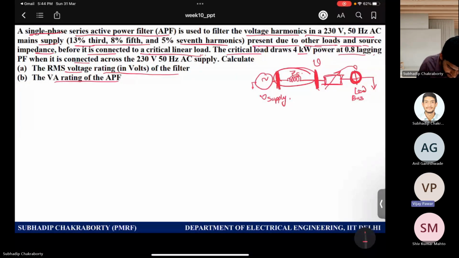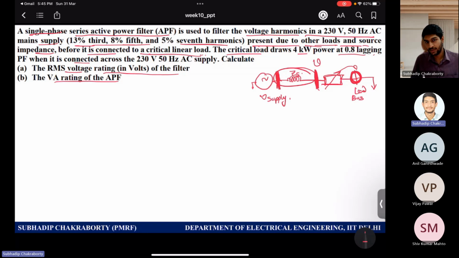Sir, I have a question. Yes, please ask. Sir, this series active power filter is used to filter voltage harmonic, no, sir? Correct. And shunt is used for current harmonic. I will clear this. What is happening? You are using series active power filter. Okay. So you understand that actually both series and shunt are required.